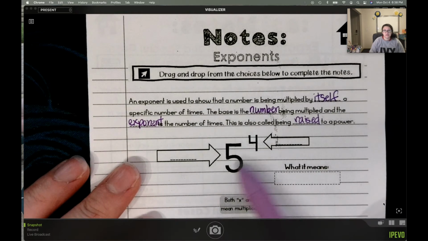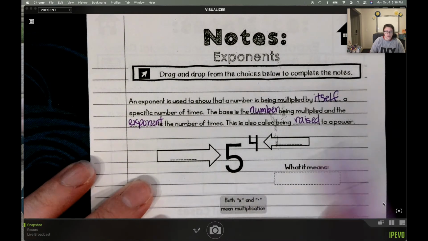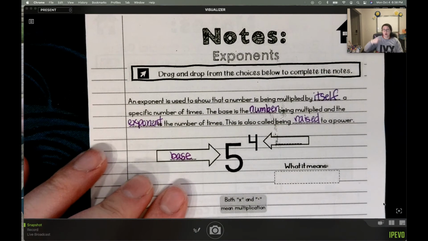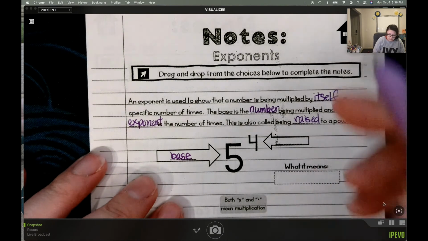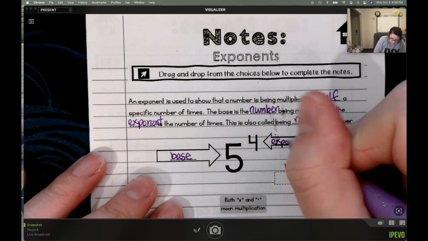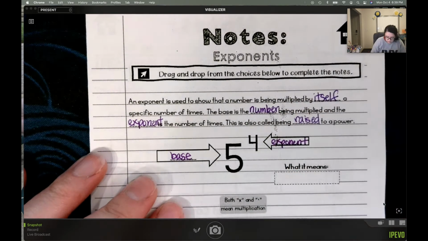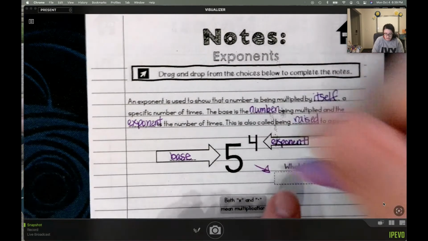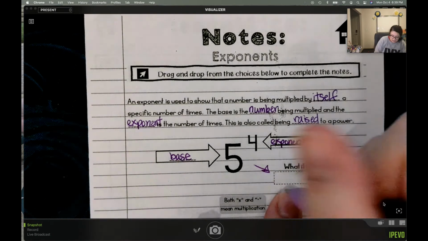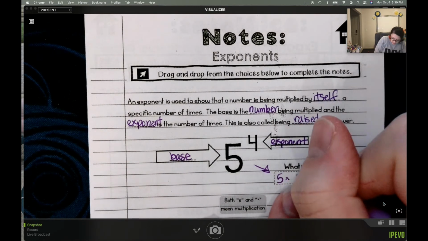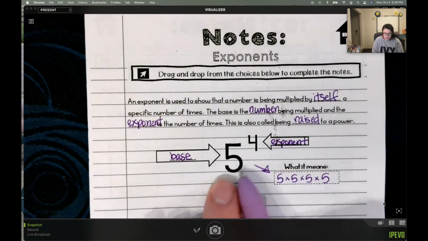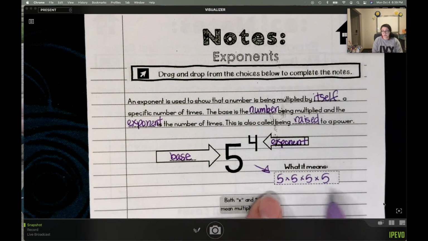So this first example, 5 to the 4th power. This 5 is my base. That is my number that I'm going to multiply over and over again. My exponent tells us the number of times. 4 is my exponent. 5 is my base, 4 is my exponent. What that looks like mathematically is 5 times 5 times 5 times 5. I multiply the number 5 four times.